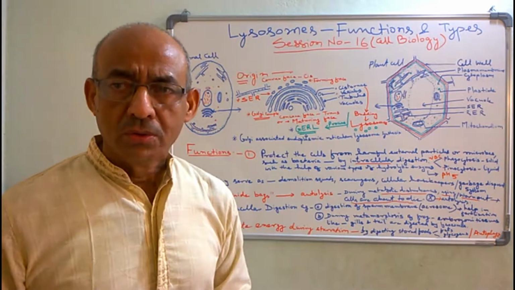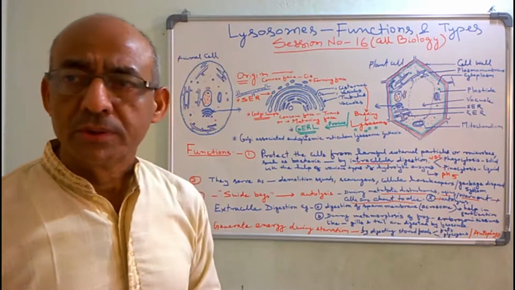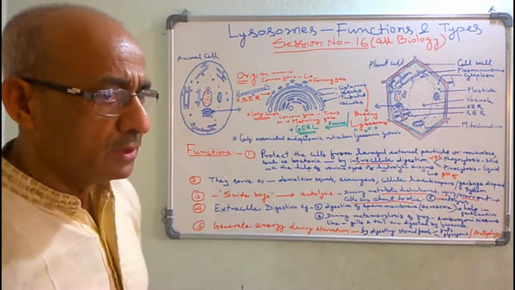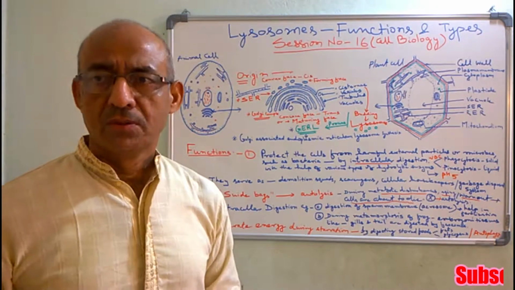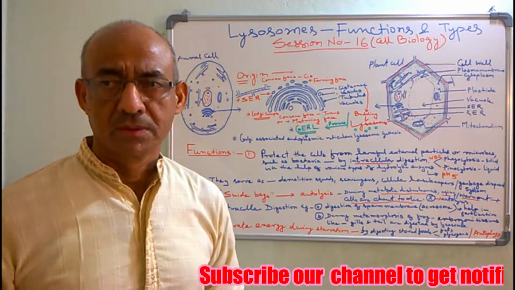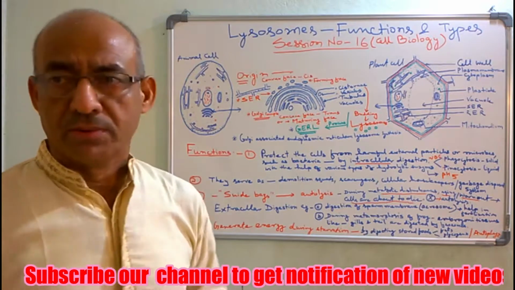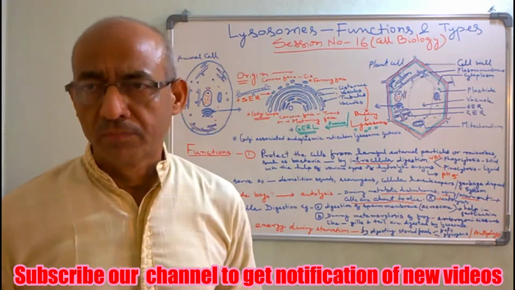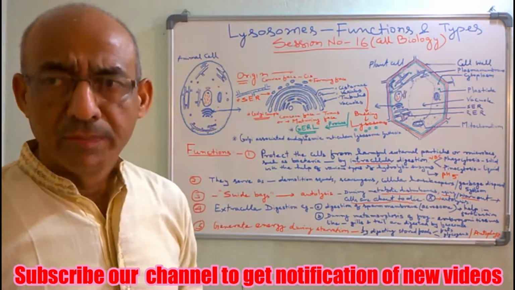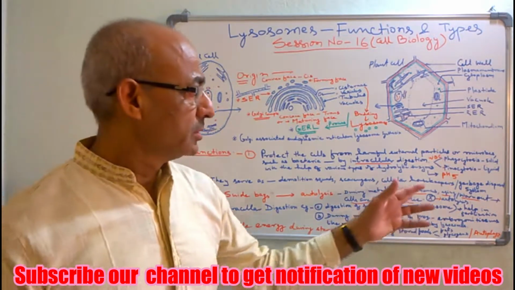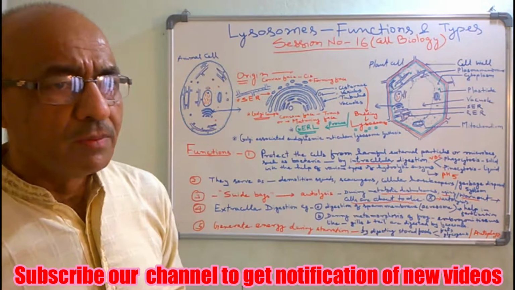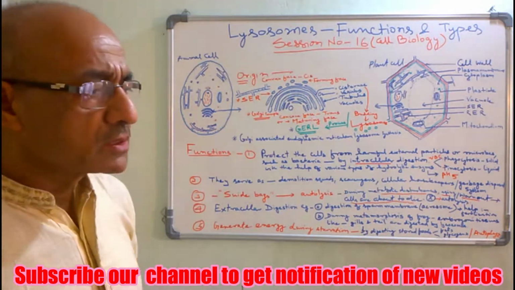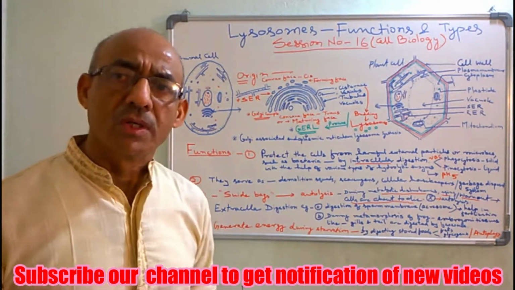Now we should know one very important piece of information: all the enzymes found in lysosomes are active, or work, in an acidic medium at pH 5. Now we will discuss the functions of lysosomes one by one.